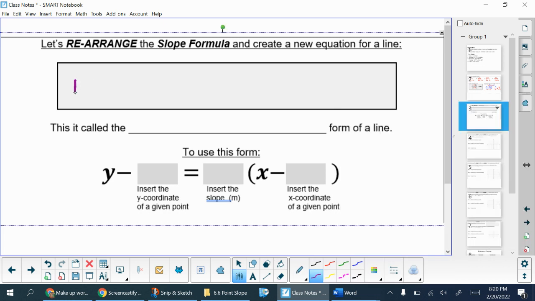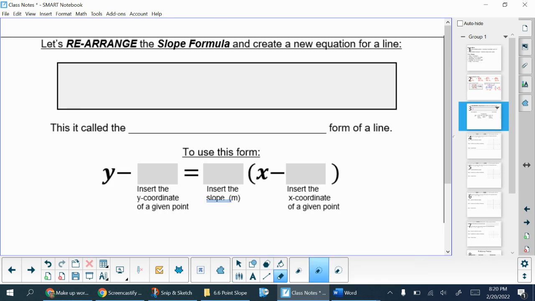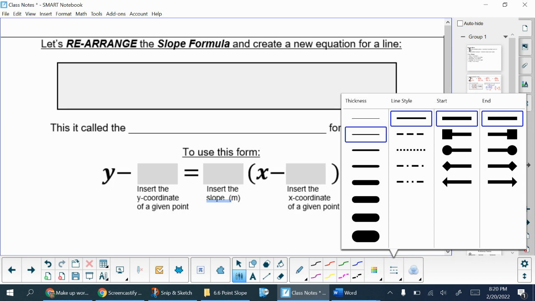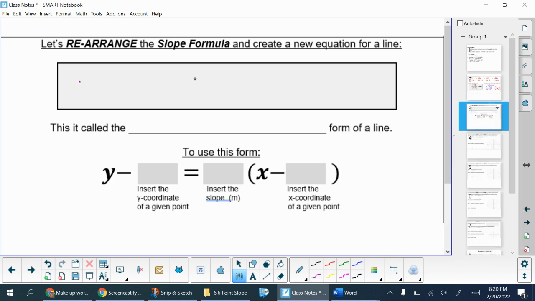Okay, we're starting with this equation. Come on, pen. Try and do this on my pen here. There we go. So we're starting with the equation, basically m equals y minus y1 over x minus x1.